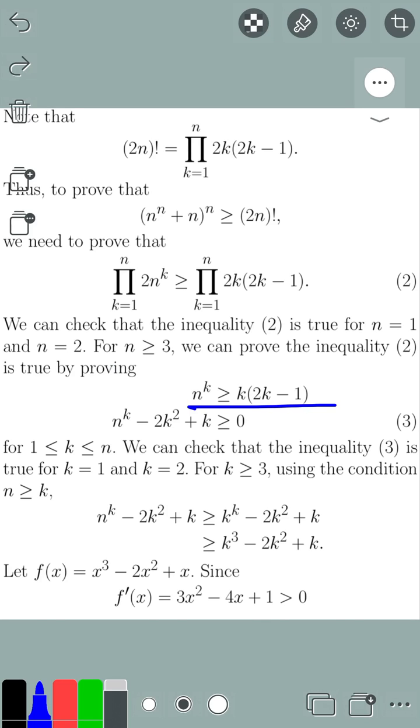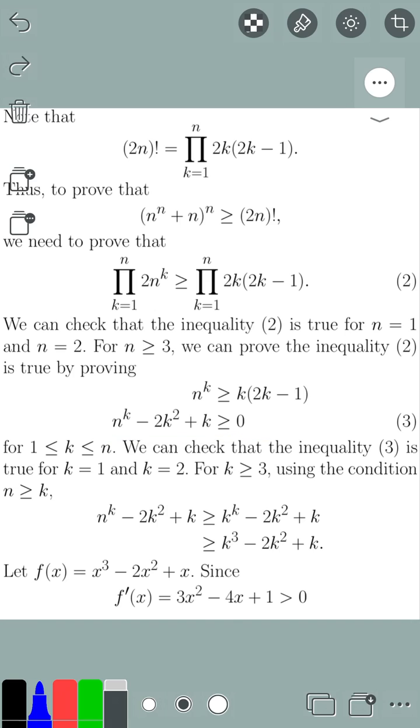Alright, and then after we multiply it out and rearrange it algebraically, k times 2k minus 1 is 2k squared minus k, and we just move it to the other side. We get this inequality. So this is not what we proved, this is what we need to prove. We need to prove that n to the kth power minus 2k squared plus k is larger than or equal to 0.